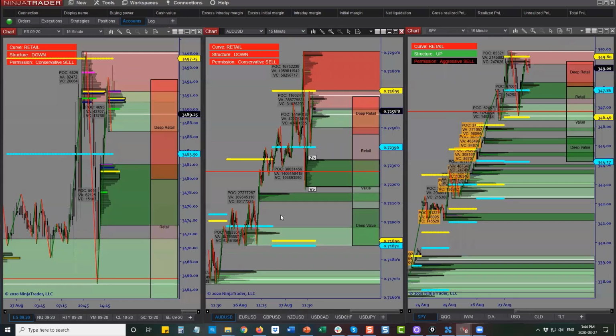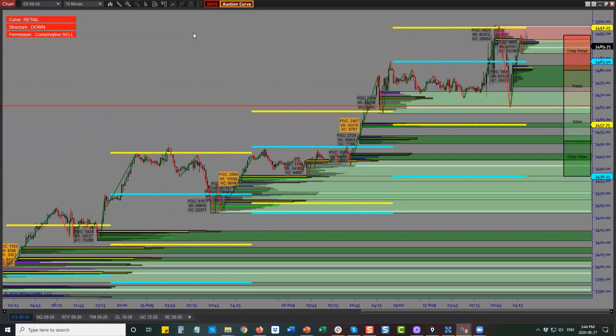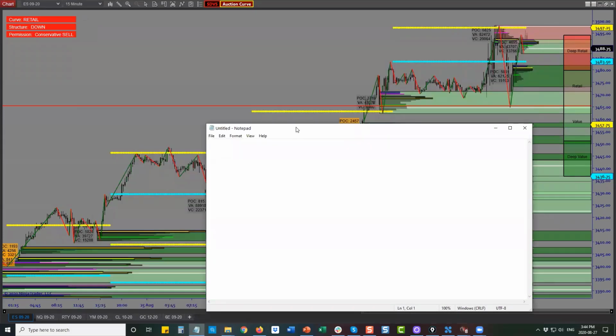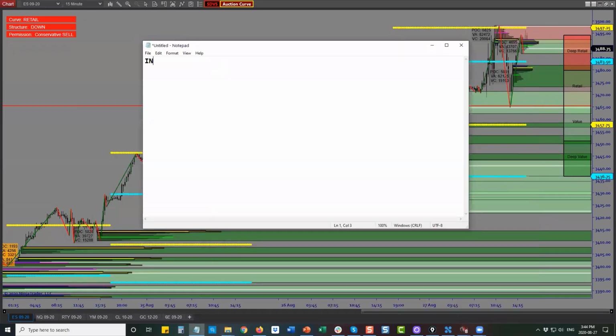Okay, so what I'm going to do here is we're going to just maximize this chart. Let's go here and turn. So just so you understand, there's indicators. Okay, so this is very important. There's indicators.